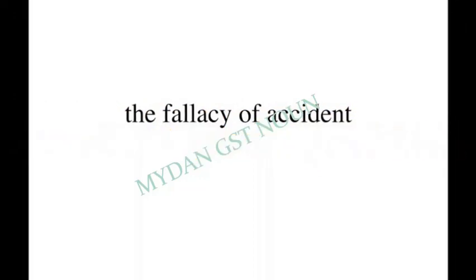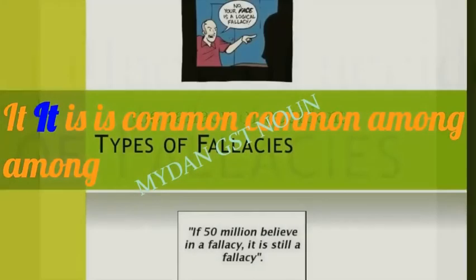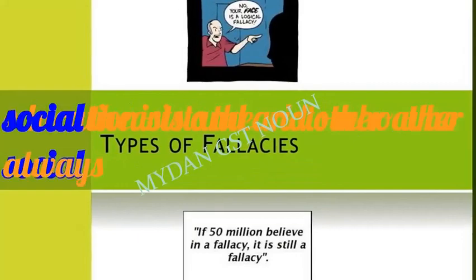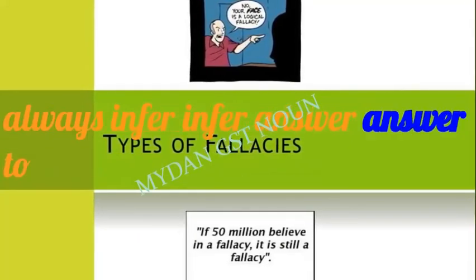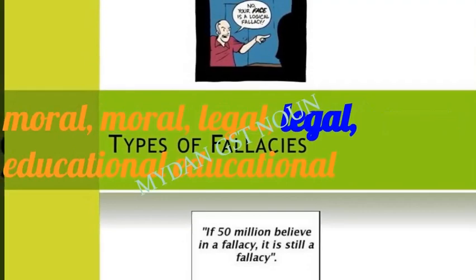J. Fallacy of accident. This fallacy is committed when a claim is based on a rule that is generally valid, but the arguer fails to see the case at hand as an exception. It is common among legalists, moralists, educationists, and other social theorists who always infer answer to specific human issues from some absolute moral, legal, educational, and other social rules.